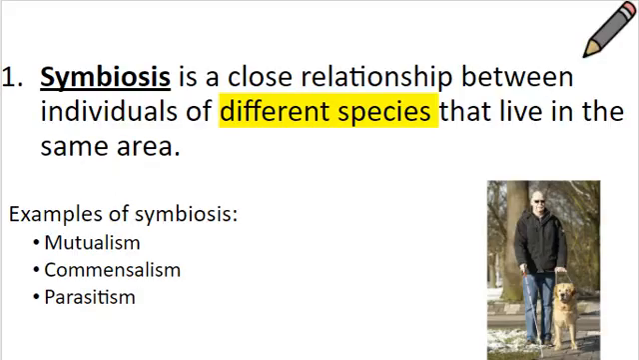Today we'll talk about symbiotic relationships. Symbiosis is a close relationship between individuals of different species that live in the same area. There are three types of symbiotic relationships: mutualism, commensalism, and parasitism, and we'll talk about what each one means.